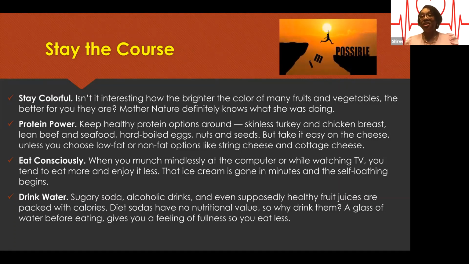Eat consciously. Don't just eat out of habit. How many of us eat out of habit? Sometimes you sit down, you're watching TV. What do you want to do? You want to eat. And are you eating healthy things? Not at all. You're eating popcorn, potato chips, ice cream, cookies. So be conscious about eating when you're doing certain activities as well.